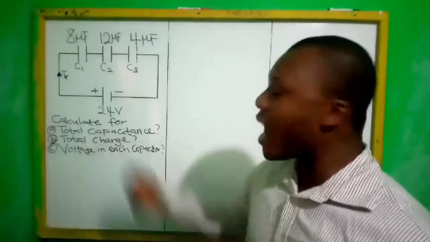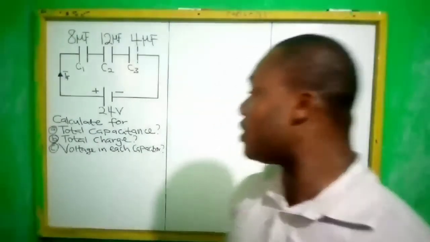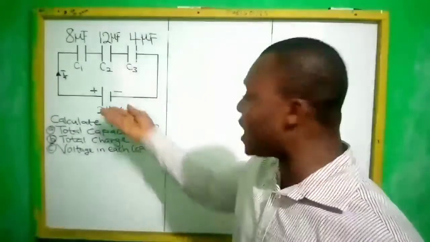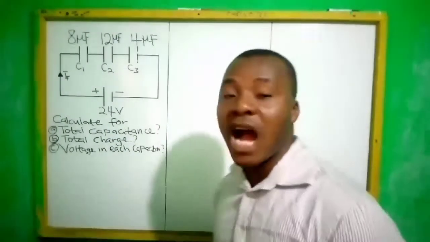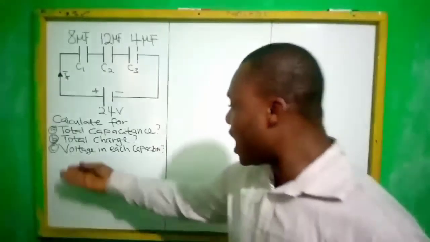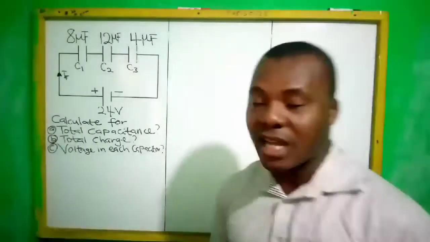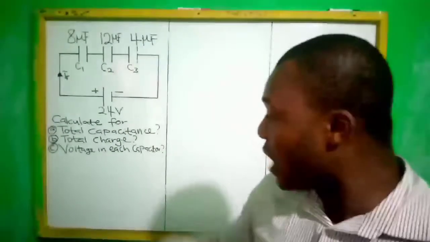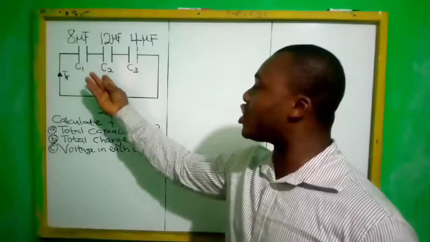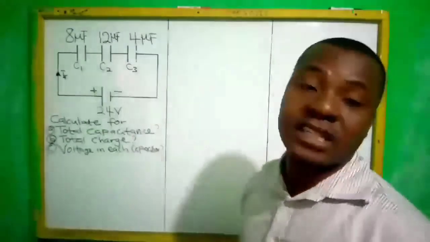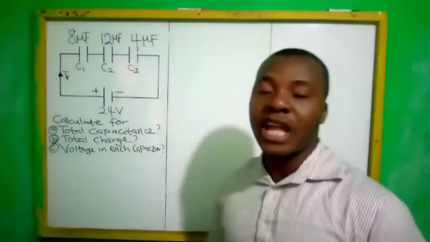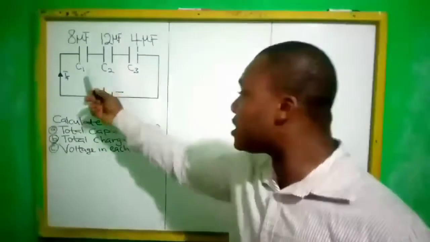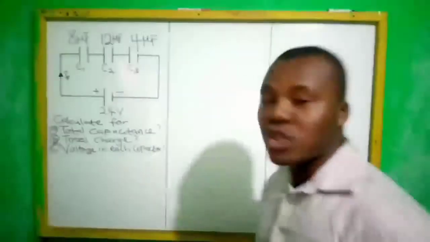When you are asked to calculate the total charge, you multiply the total capacitance by the total voltage, and then you have your total charge. And for the voltage drop in each capacitor, bear in mind that the same total charge flows in each of these capacitors. So that same total charge is what you use to calculate the voltage in C1, C2, and C3. Let's do it so you understand.